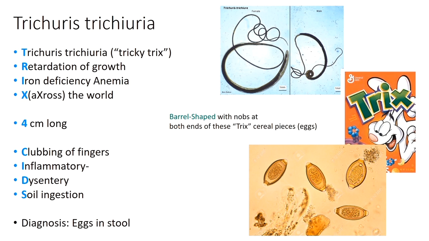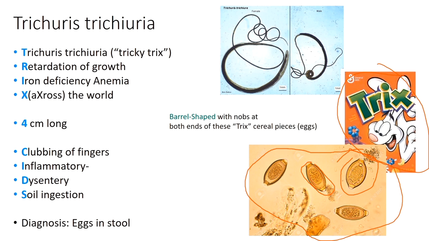And where do you get it from? You get it from the soil. You diagnose it from the eggs in the stool, and guess what? See this rabbit over here? You know, tricks are for kids. Well, he's eyeballing these tricks. Look at these tricks. And guess what? They're just barrels of fun, just barrels of tricky tricks.